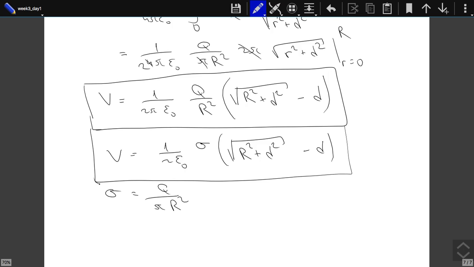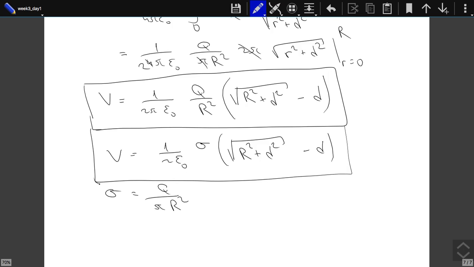Sigma is constant, 2 epsilon 0 is constant. We are taking the limit as r goes to infinity to obtain the potential of an infinite plane. The charge also goes to infinity, so that sigma is constant. R goes to infinity, Q goes to infinity, sigma is constant. What is the potential? Oops. So what's wrong?